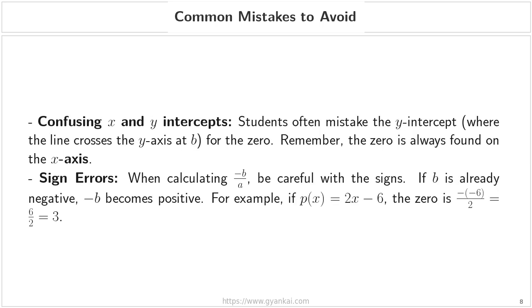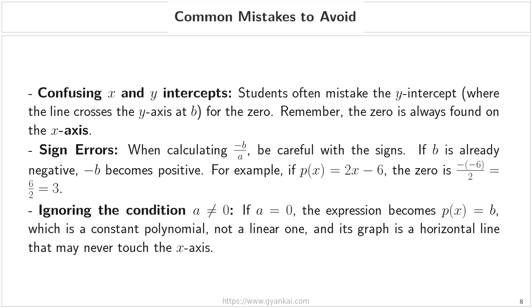Second, watch out for sign errors during your algebraic calculations. When you are using the formula x equals negative b over a, the signs can get tricky. If your b value is already a negative number, remember that negative b becomes positive. For instance, if you are given the polynomial p of x equals 2x minus 6, when you calculate negative (-6) over 2, it simplifies to 6 over 2, giving you a zero of 3. A small slip with a minus sign can lead you to the wrong side of the graph.